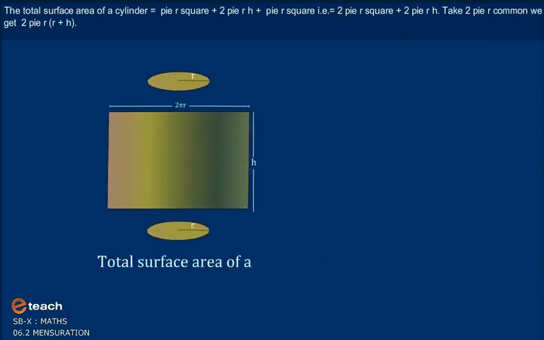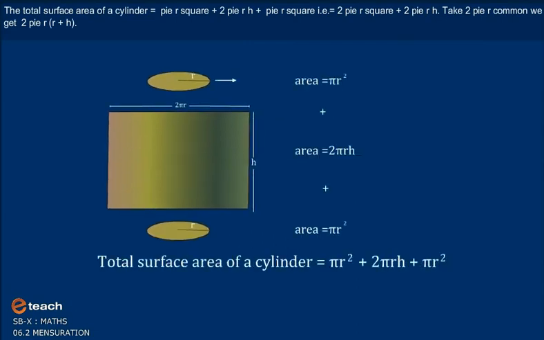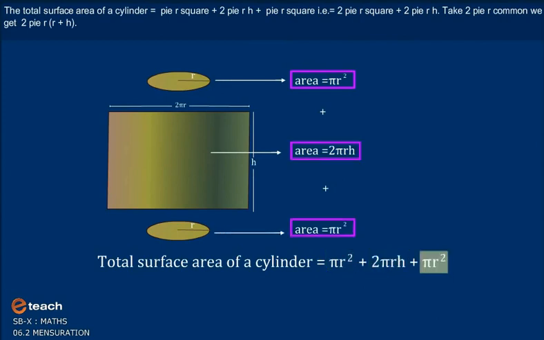The total surface area of a cylinder is equal to pi r square plus 2 pi r h plus pi r square, that is 2 pi r square plus 2 pi r h. Take 2 pi r common and we get 2 pi r into (r plus h).